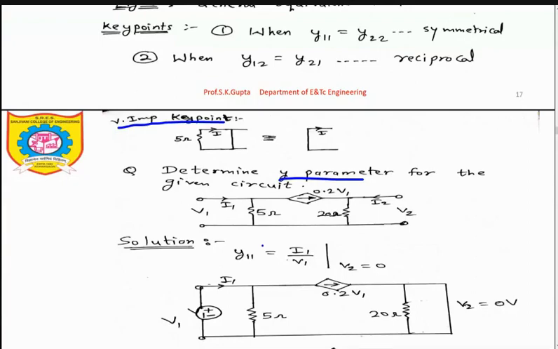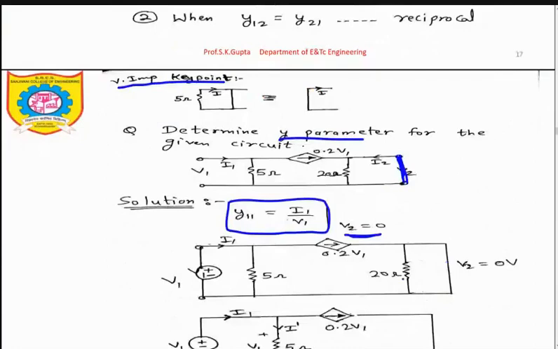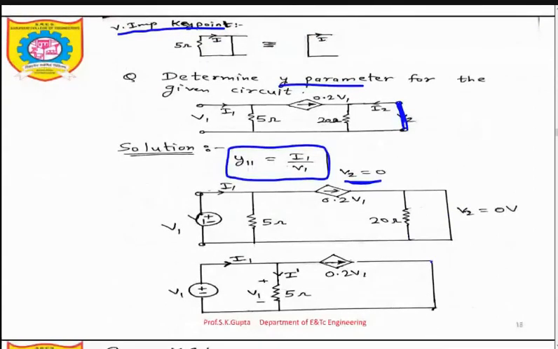Okay, so Y11. What is the formula for Y11? I1 upon V1, and the condition is V2 equal to 0. Voltage V2 is 0 means short circuit. So I have made the voltage 0 here, that means short circuit. Then 20 parallel with short circuit is 20 into 0 divided by 20 plus 0, that means 0. That means again it is a short circuit. So this 20 parallel with short circuit is replaced by one short circuit.